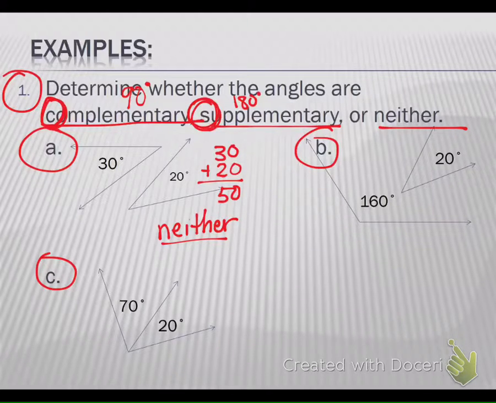All right, part B, when I add those, whoopsies, sorry. So 160 plus 20? Supplementary is 180. Yeah, they add to 180, which makes them supplementary angles.